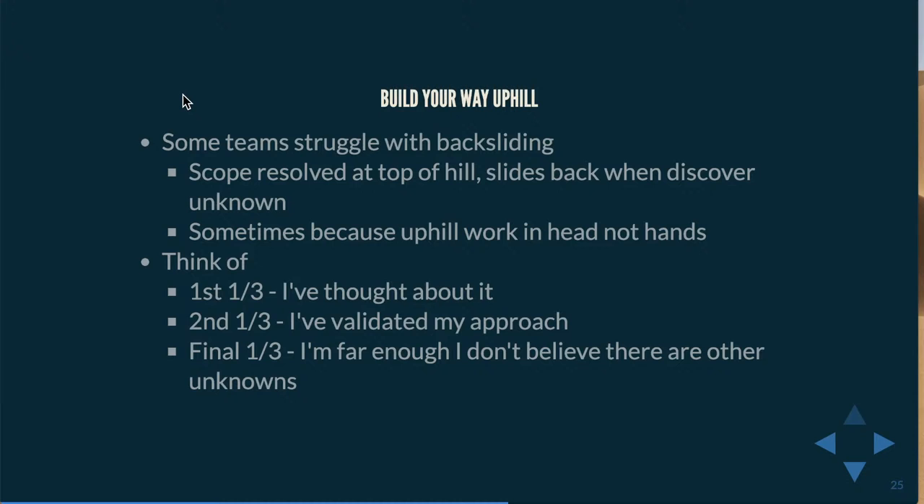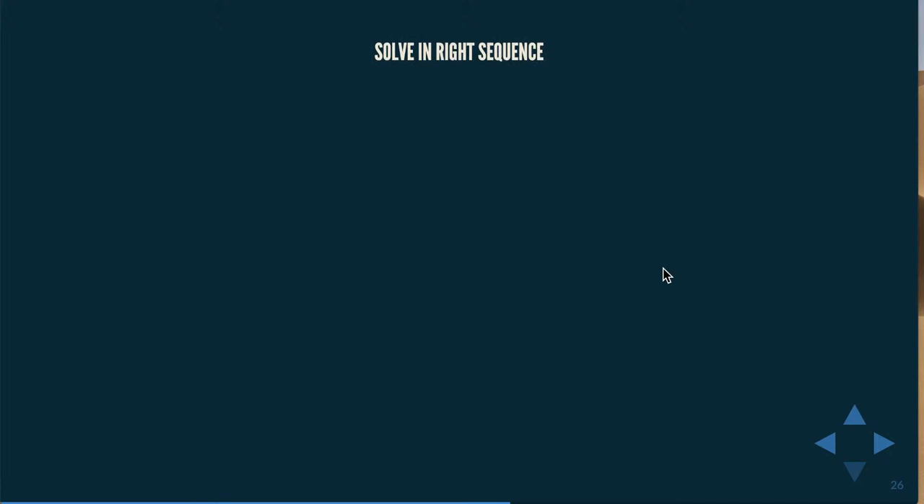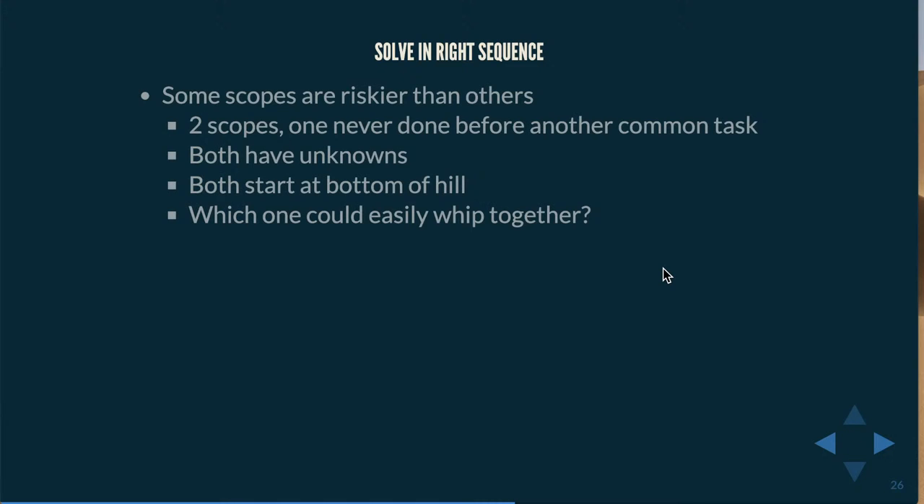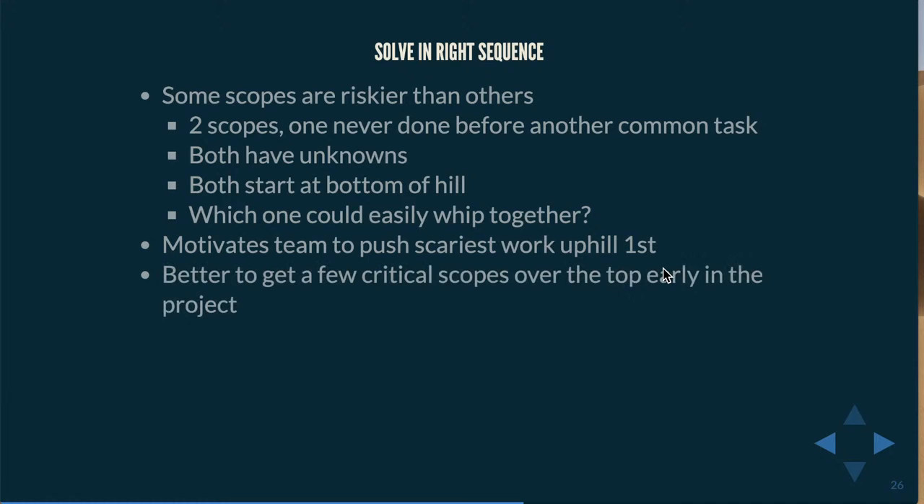Okay, so third here. You're far enough that you don't believe the other unknowns. All right. So then you want to solve things in the right sequence. Sometimes you have scopes that are riskier than others. If we have two scopes, something we may have never done before, and another thing we do fairly commonly, both will have unknowns and both will start at the bottom of the hill. But the question you might ask yourself, here's this thing we've never done before and this thing we do all the time, which one could we easily whip together? And so the motivation is to push the scary work uphill first.